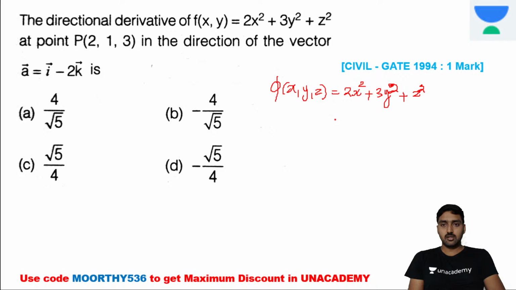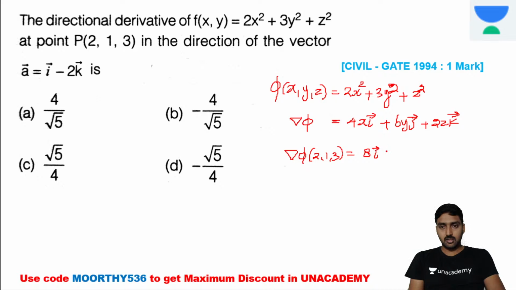Now you take the value of del pi. It's a direct one, we don't want to discuss too much, right? Del pi is equal to 4x i vector plus 6y j vector plus 2z k vector. Now substitute the particular point here, it's (2, 1, 3). Now del pi at (2, 1, 3) is equal to 8i vector, y is equal to 1, plus 6j vector plus 6k vector.